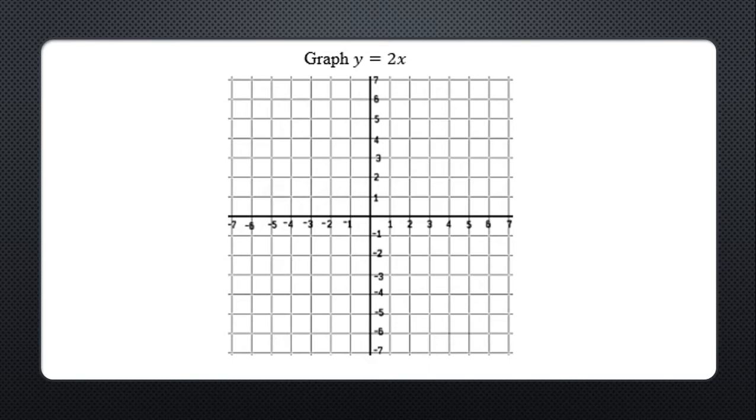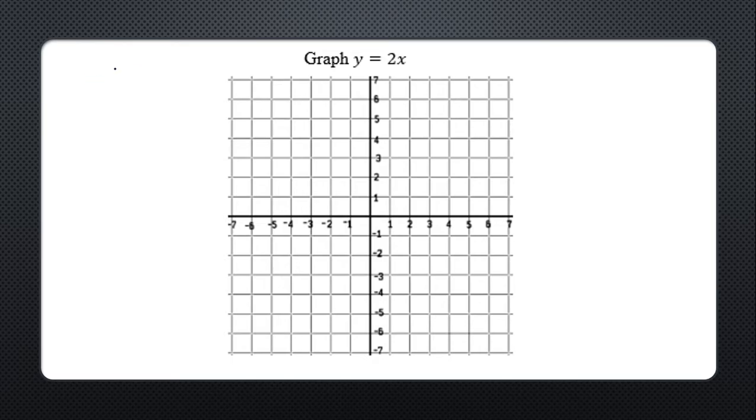So the first one I'm going to look at says graph y equals 2x. So I'm going to show you 2 different ways that you can do this, and depending on which way works best for you, that's the way that you can do. Okay, so the first way that I'm going to do is I'm going to make a table of values.